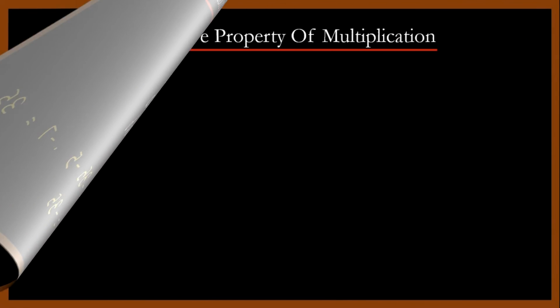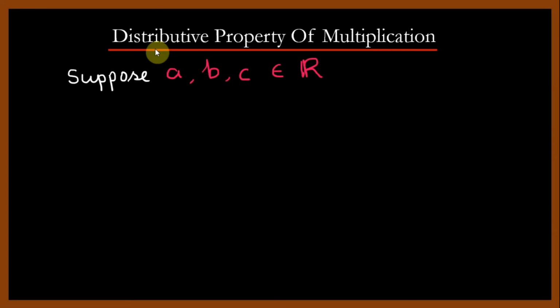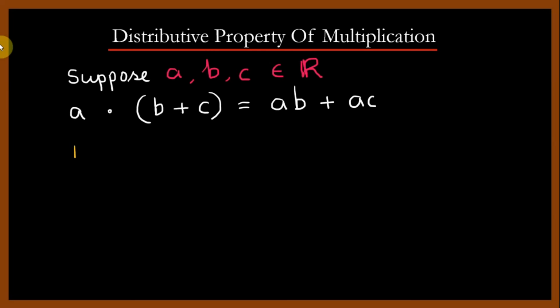So I already covered the distributive property of addition in the previous video, but let me reiterate the property again with a new perspective. The distributive property of multiplication over addition is a special property that distributes the multiplication over addition of two or more numbers. Suppose A, B and C are three numbers, then A multiplied by B plus C equals AB plus AC.